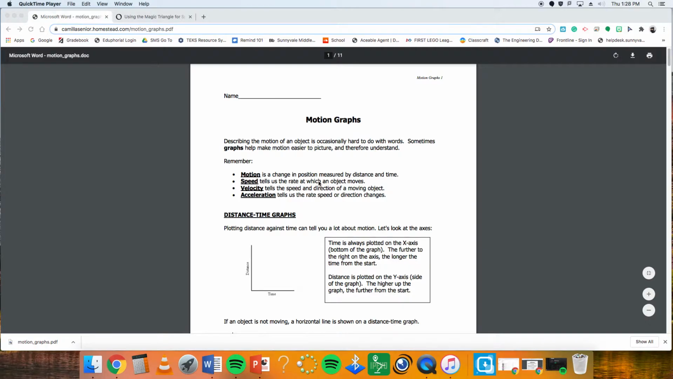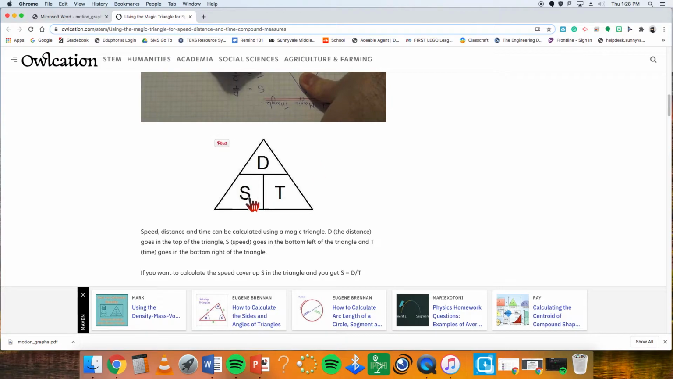So speed tells us the rate at which an object is moving. However, we use a formula for that. And here's your formula. Speed equals distance over time. You can use a triangle for this, just because triangles are really easy for understanding what formula you need to use. So for example, speed equals distance over time. So D is the top dog here.